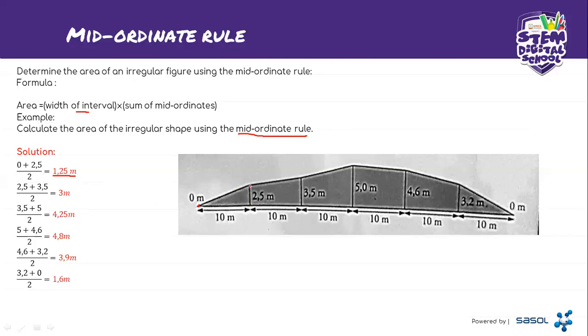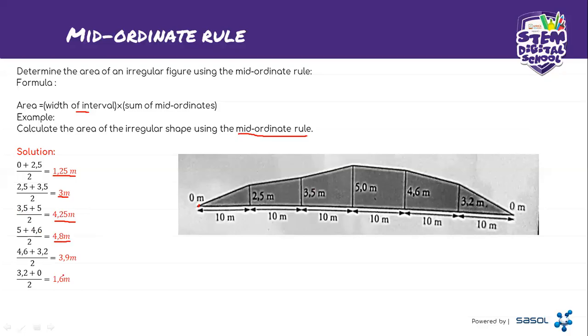Then you take the second ordinate plus the third ordinate. You divide them by 2, then you get 3 meter. Then you do the same with the others. Then you have 3,5 plus 5 divided by 2, which gives 4,25 meter. Then you say 5 plus 4,6 over 2, and you get 4,8 meter.